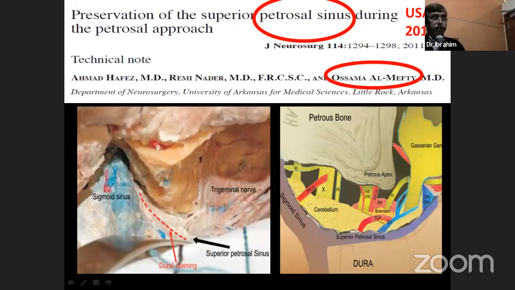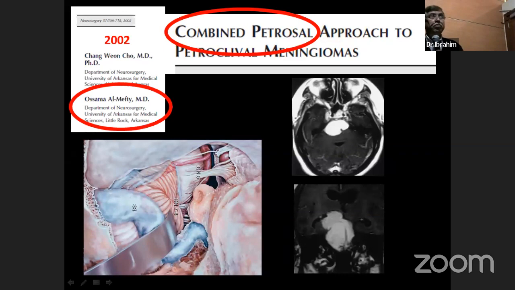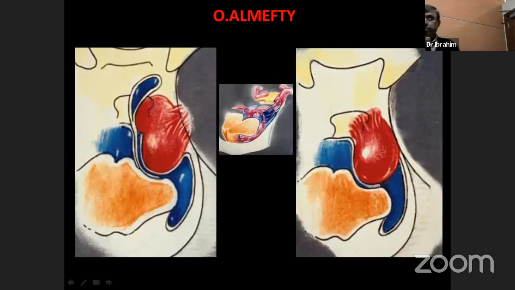Also describing the findings, what are the structures that you will find and how you would visualize these approaches. He would do a combined petrosal, anterior and posterior petrosal, for some difficult cases like this, the so-called clival meningiomas. And he described it in this beautiful illustration done by artists. Every department should have an anatomical artist, so that I, as a surgeon, would come out and tell him what I think, and he would give it to me in a drawing.